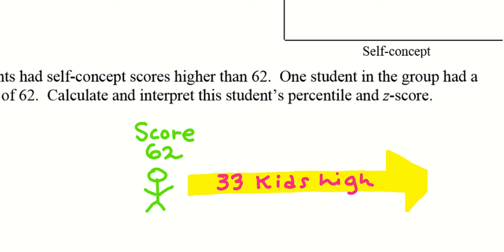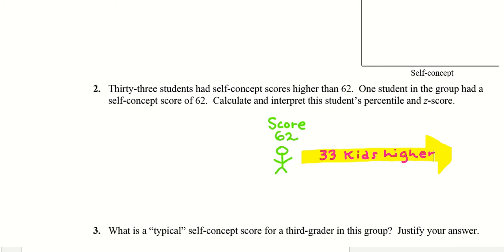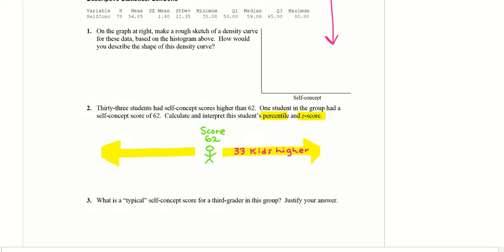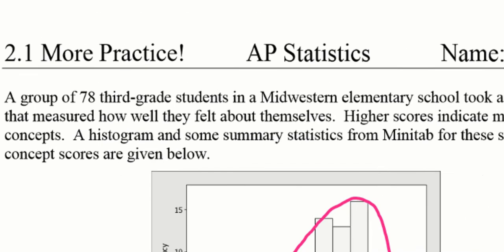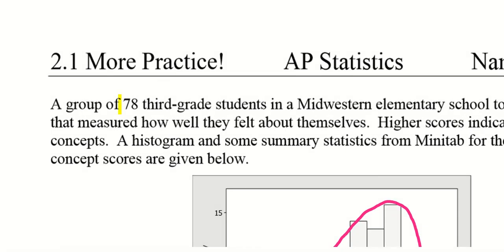Now we have to read the question and figure out, they're saying something about percentile. And hopefully you recognize the fact that when you're asked to find the percentile and the z-score, we're going to take one at a time. Percentile is everybody lower than this student. Not equal to him, not higher than him, but lower than him. So if you know how many kids are in the group, which you have to go back and do a little reading, the group consisted of 78 students.